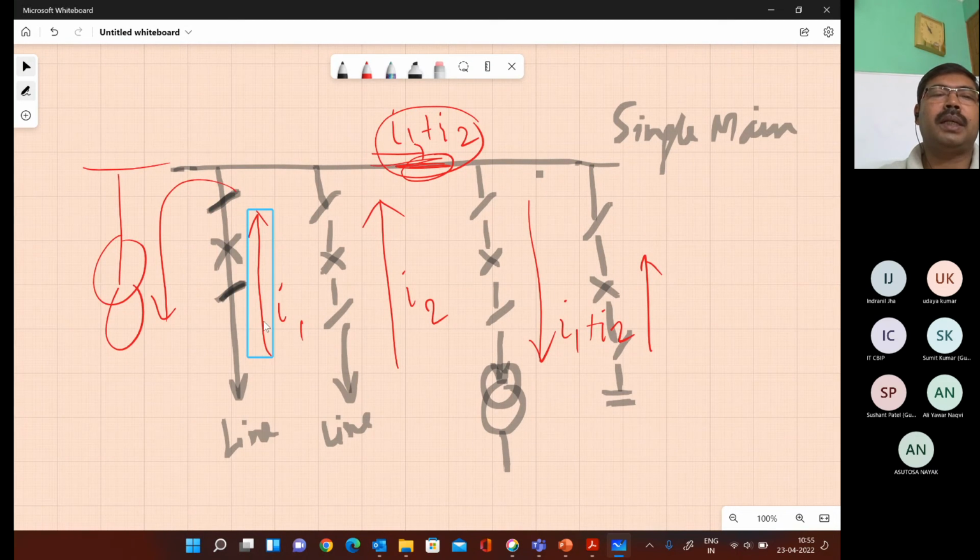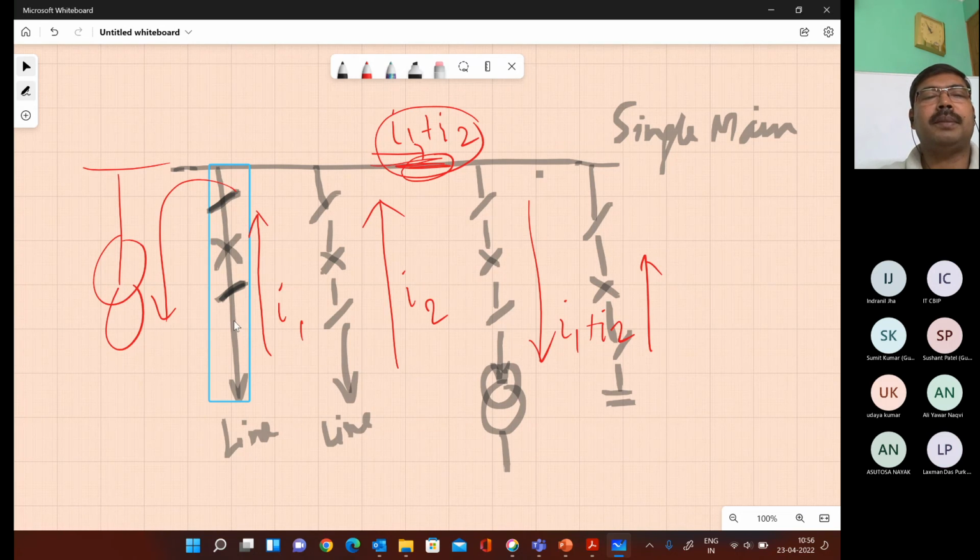Now here, suppose the line has tripped, which means the breaker has tripped, and there is some problem in the breaker. So what will happen? Can we switch on the line? No, because every feeder is connected with one breaker. Okay. So this is the simplest because every feeder has one circuit breaker and associated isolators.